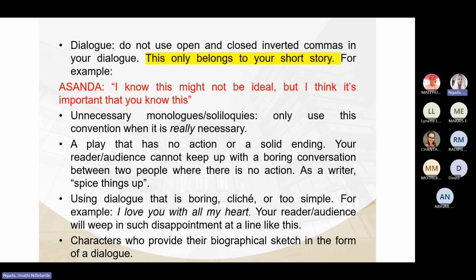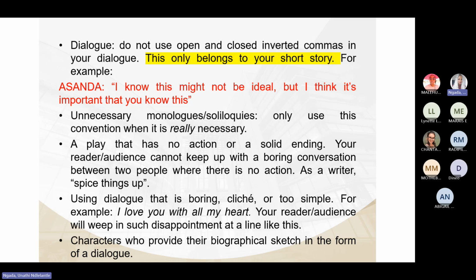So with the dialogue, please do not, and I plead with you, and this is something that I have seen, please do not use open and closed inverted commas in your dialogue. This is only applicable to your short story, right? A very good example here would be the character name followed by the character's line, written in quotation marks. Please do not do that. This kind of writing only belongs in the short story.